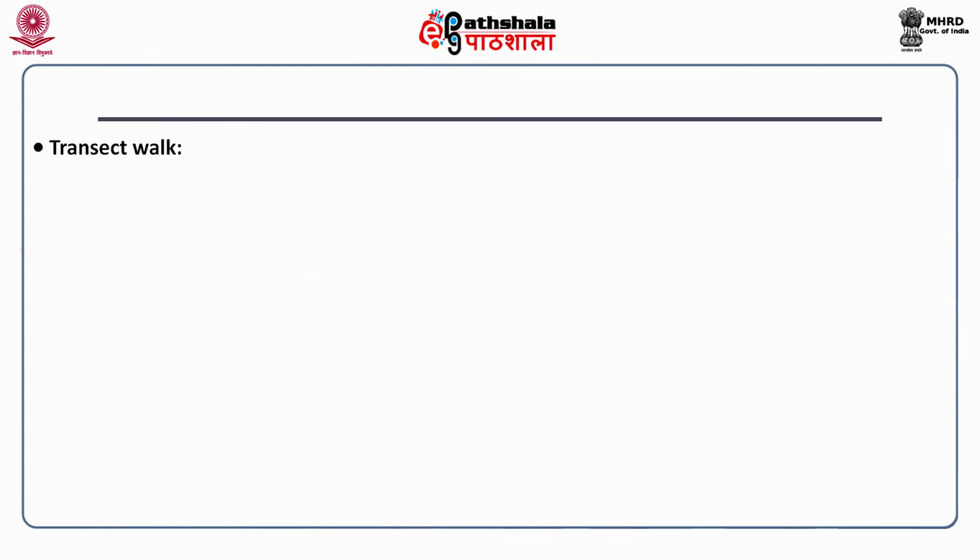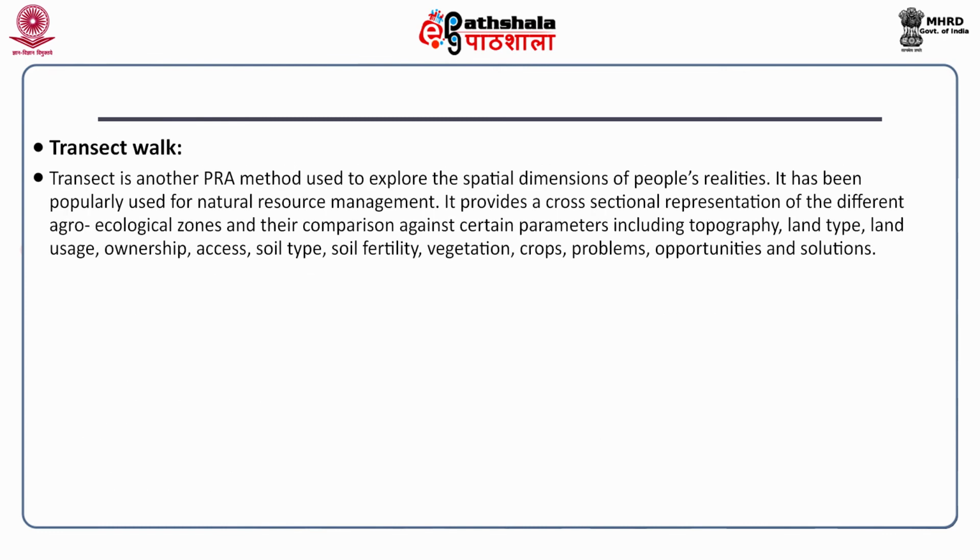The next technique is transect walk. Transect is another PRA method used to explore the spatial dimensions of people's realities. It has been popularly used for natural resource management. It provides a cross-sectional representation of the different agroecological zones and their comparison against certain parameters including topography, land type, land use, ownership, access, soil type, soil fertility, vegetation, crops, problems, opportunities and solutions.